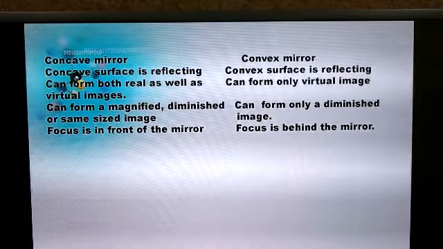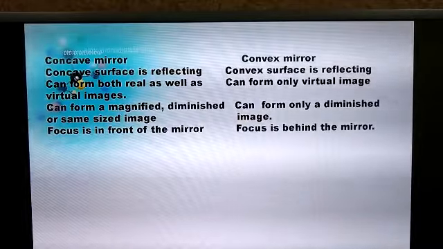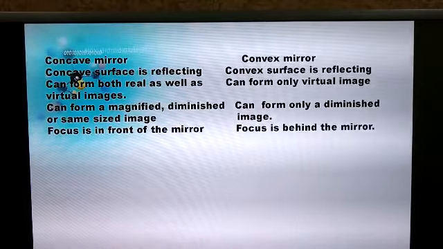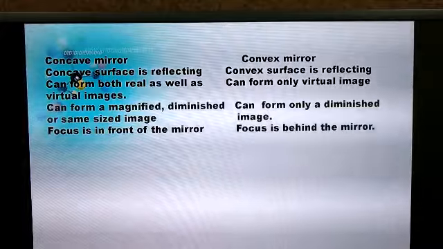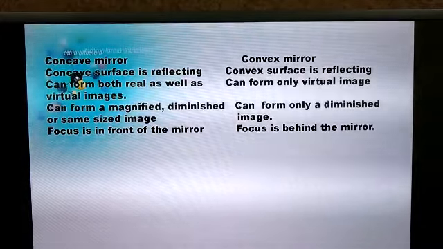In concave mirror, focus is in front of the mirror. In convex mirror, focus is behind the mirror. You can write many more points. Focal length of concave mirror is negative. Focal length of convex mirror is positive.